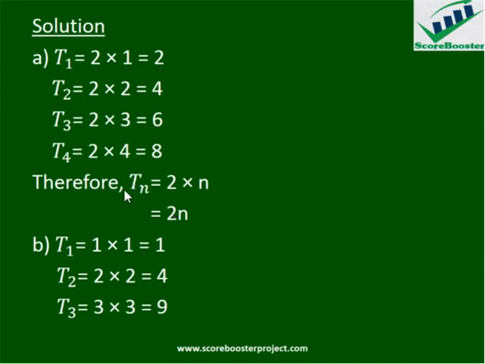So to check if this general term satisfies the sequence, you start by substituting the value of n starting from 1. When n is equal to 1, T1 is 2 multiplied by 1 to get 2, which is what you have here. The second term, T2, is 2 multiplied by 2 to get 4, which is what you have here, and so on. So if you want to get T40, where n is 40, you have 2 multiplied by 40 to get 80.